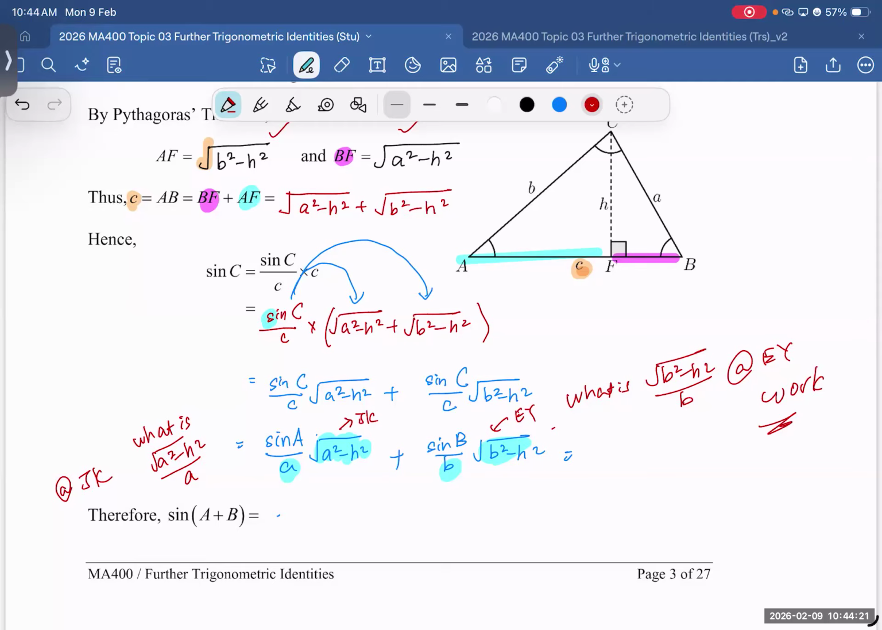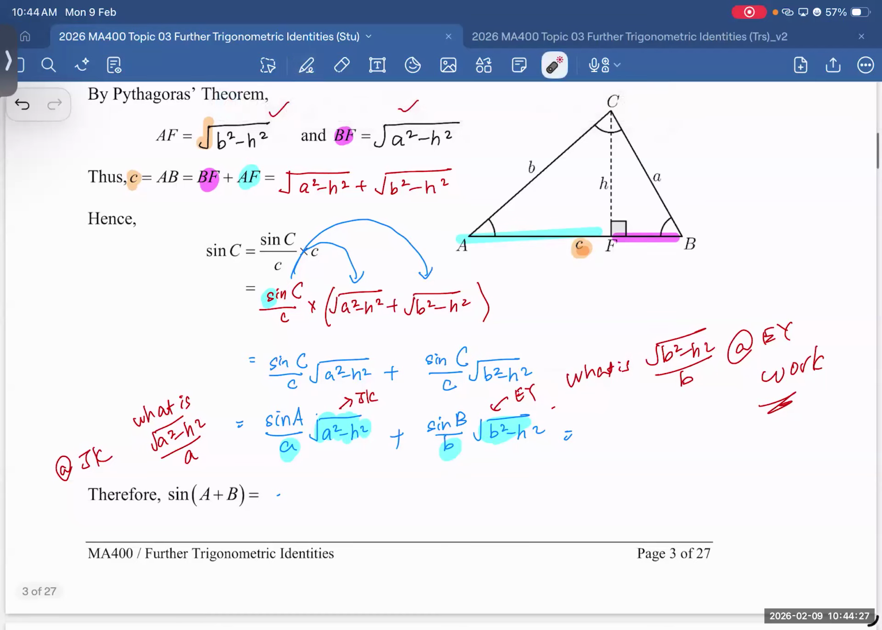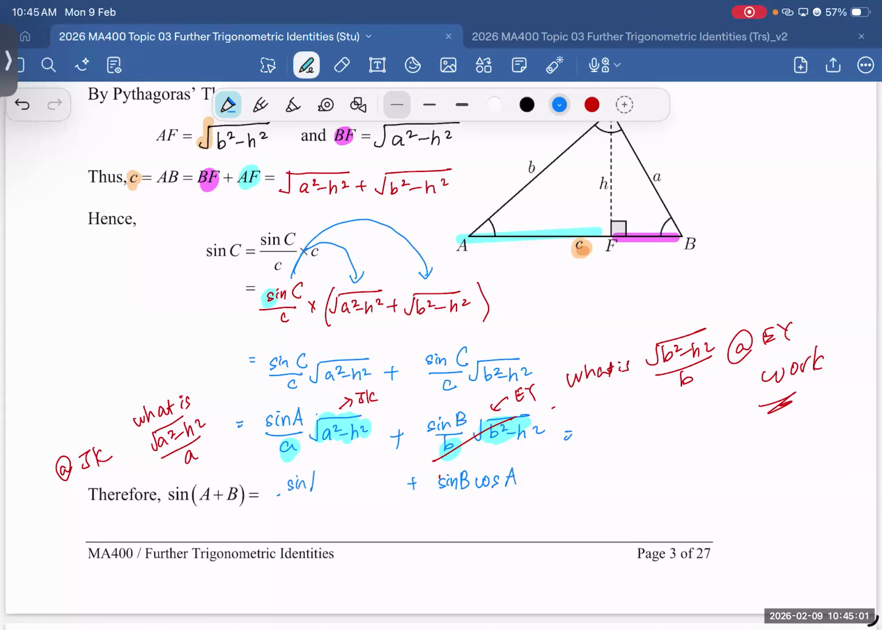I give you a hint, huh? I know you know. I give you a hint, Jukai. You look at this triangle. Can you tell me what is this? Peter Yo, can you tell me what is this? In terms of the letter? Very good. So this is cosine A. So this is sine B multiplied by cosine A. Very good. What about this? This is sine A multiplied by?